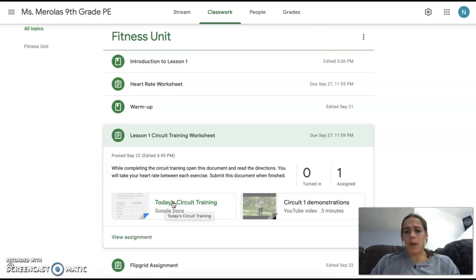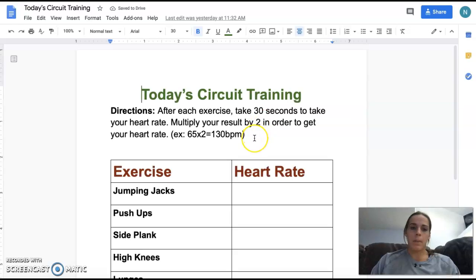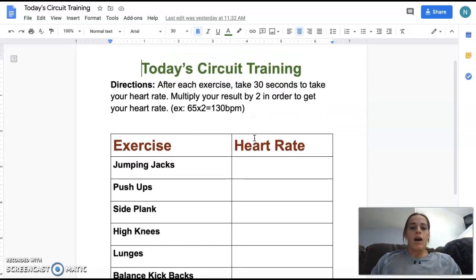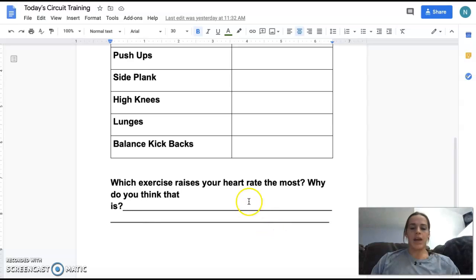I know this isn't the best way to do it, but I think for the sake of time and them being at home, 15 seconds is probably efficient to take their heart rate and just get an idea of what elevates their heart rate and what doesn't as much. And then I have a worksheet here, today's circuit training, that has all the exercises and then a place where they can record their heart rate after each one. And then there's a discussion question at the end.